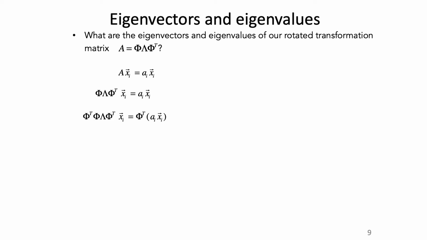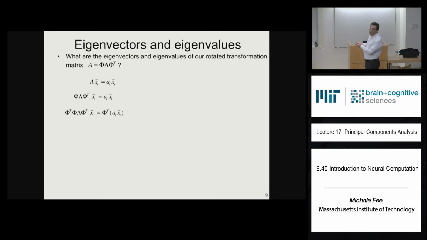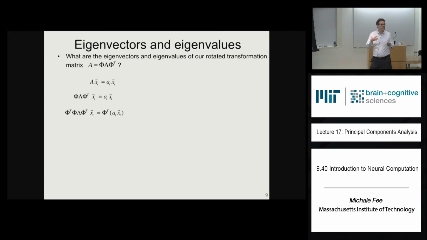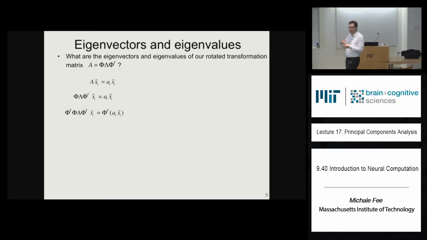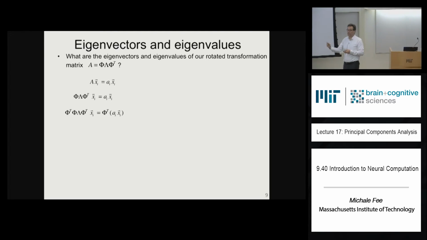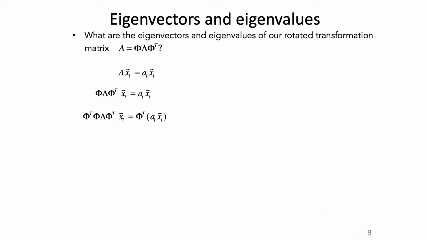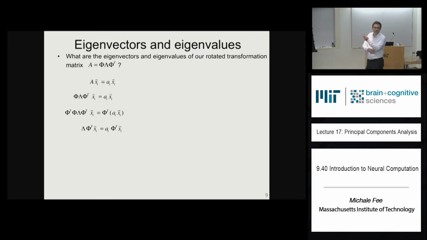What happens here? Remember, phi is a rotation matrix. What is phi transpose phi? Anybody remember? Good. Because for a rotation matrix, the transpose is its inverse. And so phi transpose phi is just equal to the identity matrix. So that goes away, and we're left with lambda phi transpose x equals a phi transpose x.